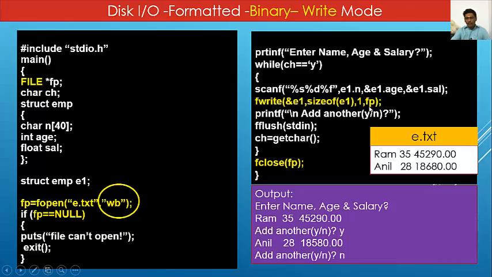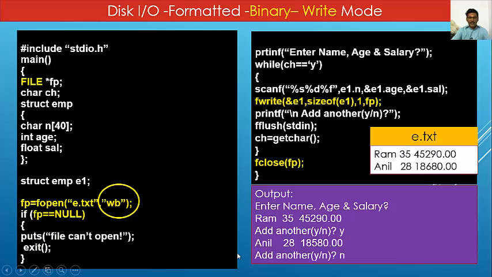The fourth one is the file structure pointer variable, because it locates the address of the file. So 4 arguments. The first argument is the address of the structure variable. The next one is the size of the structure. The third one is the total number of records. The fourth one is the file structure pointer. So now it stores the data from e1 into fp. So fp points to e.txt. So it writes the first record.